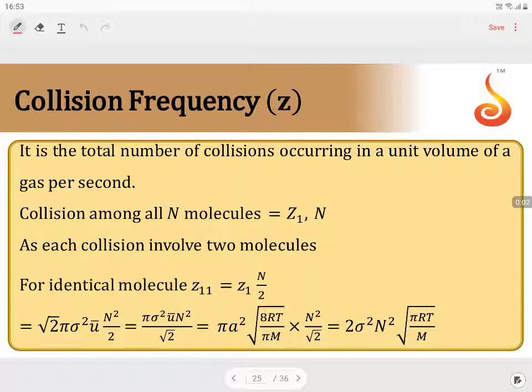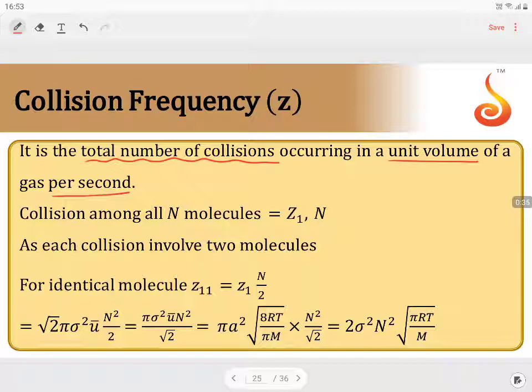Collision frequency is the total number of collisions occurring in a unit volume of a gas per second. If you consider the collisions taking place in a container, how many possible binary collisions can take place in a unit volume in 1 second, that count is taken as the collision frequency. It is the number of collisions that take place in unit volume per unit time period. That is where we are talking about the collision frequency.